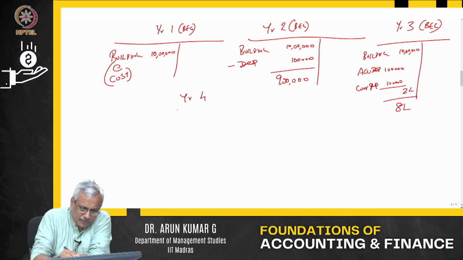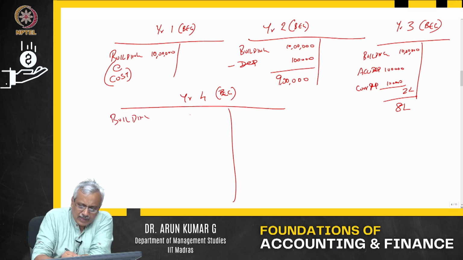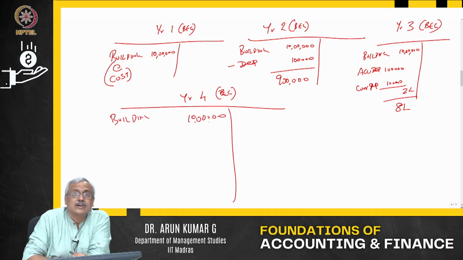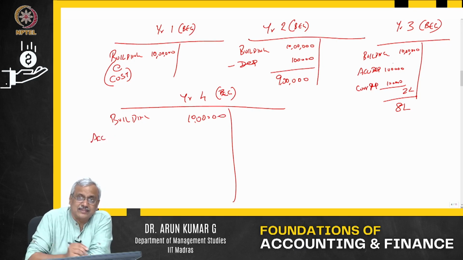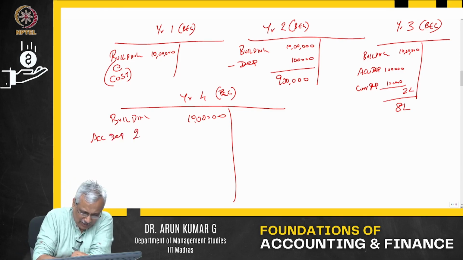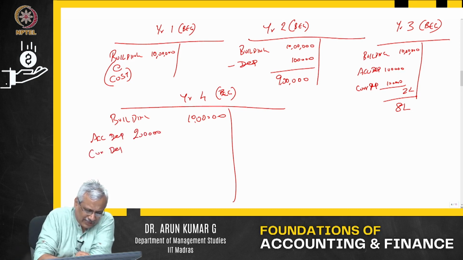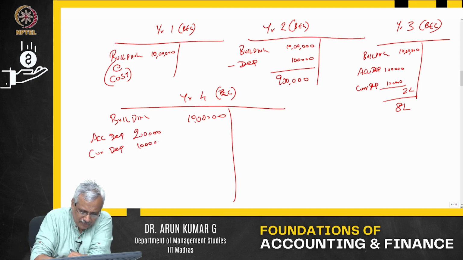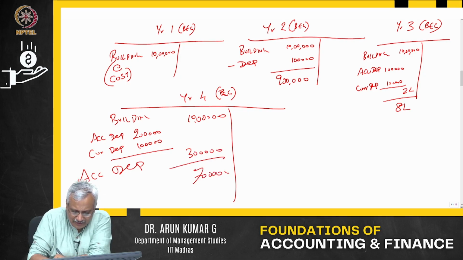Year 4 beginning again, my building is 10 lakhs. Depreciation accumulated in the first 2 years, year 1 to year 2, year 2 to year 3, accumulated depreciation is 2 lakhs. Current depreciation for the current year, third to fourth year, 1 lakh. Total accumulated depreciation on the building, 3 lakhs. So, 7 lakhs is the value of the building.